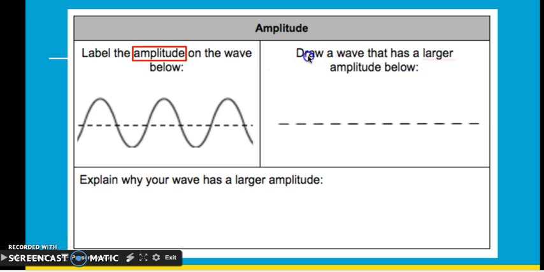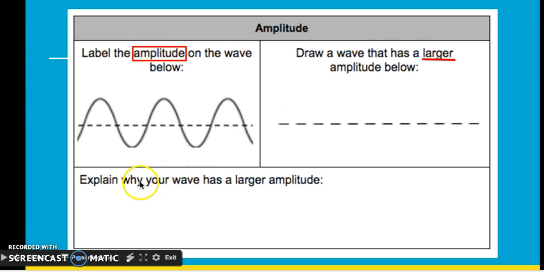Okay, students, now you are going to draw a new wave that has a larger amplitude below. So you're going to draw a wave again, and this time your amplitude has to be larger. So think about how you drew amplitude over here, and now you're going to draw a larger amplitude below. Okay, do that now. Press play when you're ready to go on.